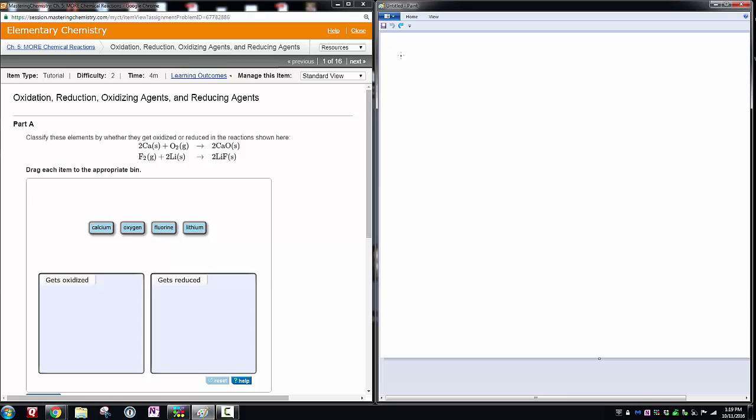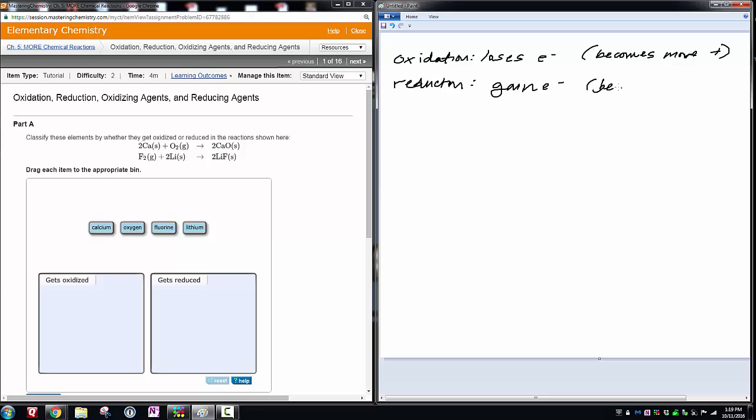oxidation is what happens when something loses electrons. And since electrons are negative, that means you're becoming more positive. It's an R, okay? And reduction happens when you gain electrons. And of course, since electrons have a negative charge, that means you would be becoming more negative.